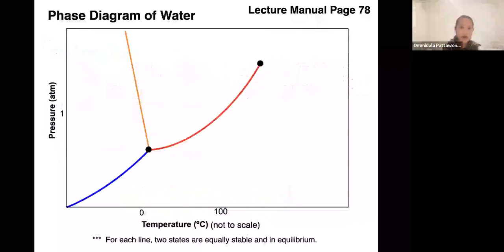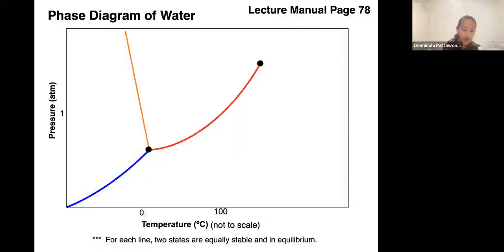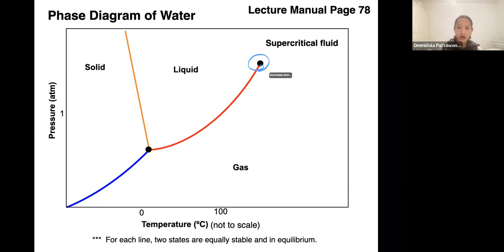So here is an example of a diagram of water. As you see here, the plot is between pressure and temperature, and it also includes the physical state of matter. On this side is solid, in the middle is liquid, and far right is gas. The region beyond this point right here is what we call supercritical fluid.